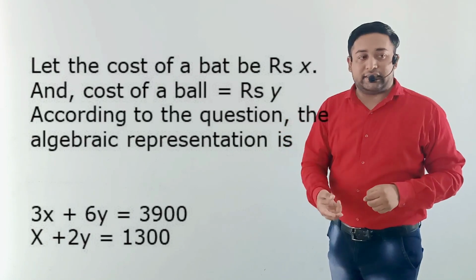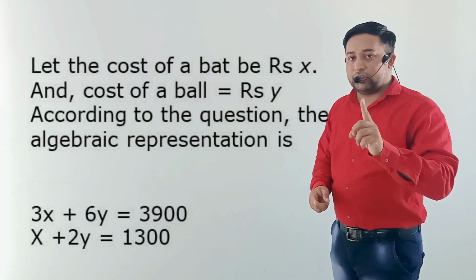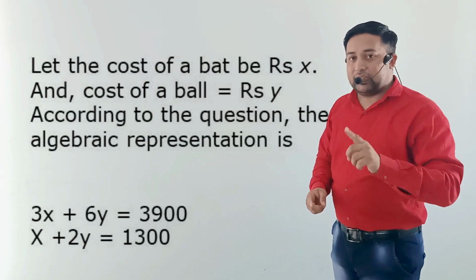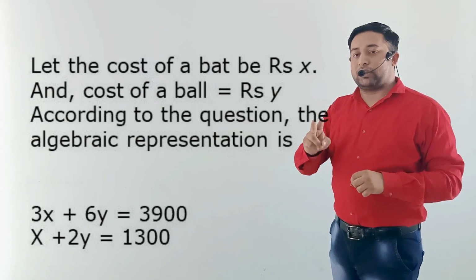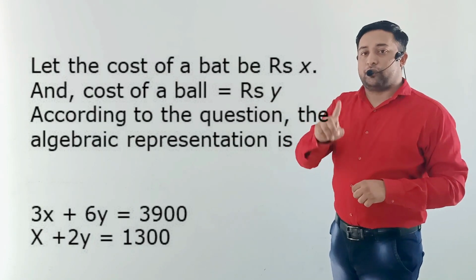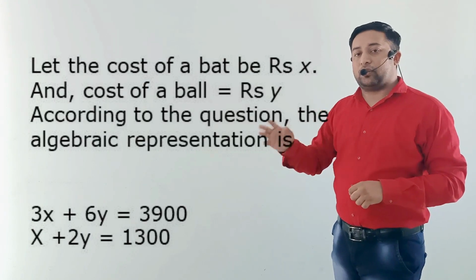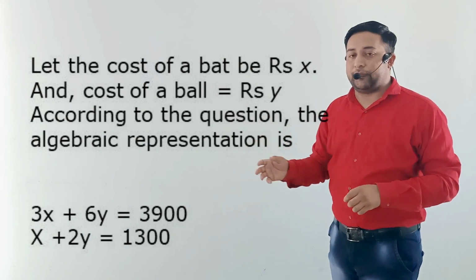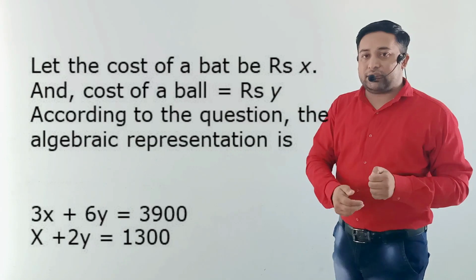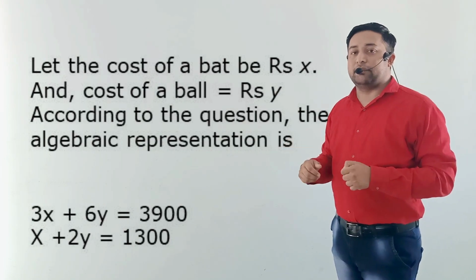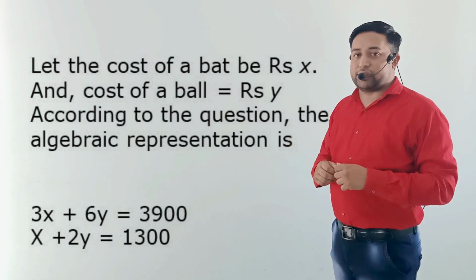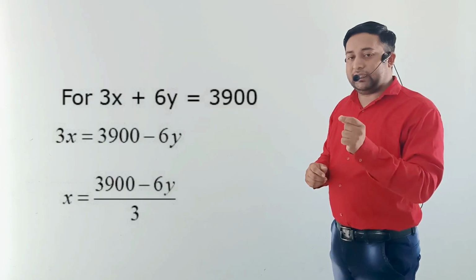And in the other case, it says 1 bat, so the cost of 1 bat is x, and 2 balls. The cost of 1 ball is y, so the cost of 2 balls is 2y, and the total cost is 1300. So x plus 2y is equal to 1300.